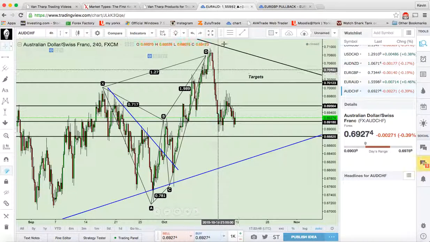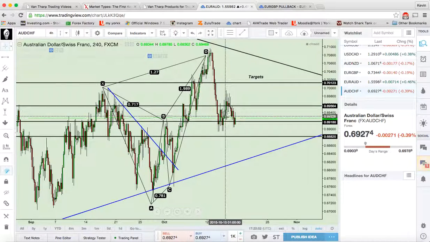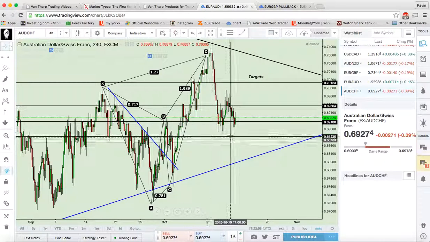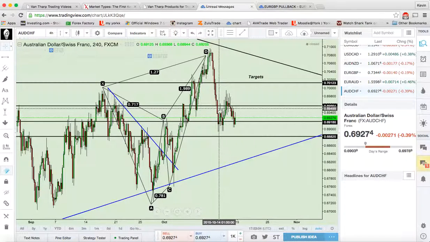So I took this trade around the finishing leg, and the price went to my third target and couldn't go below that, because look at all the long legs over here. So I took the profit probably around my second target, even though the price went down to my third target.